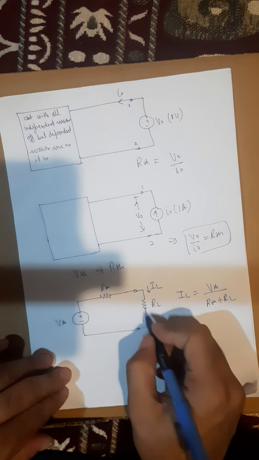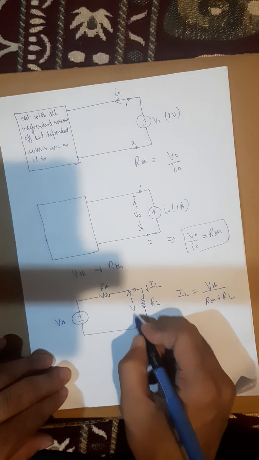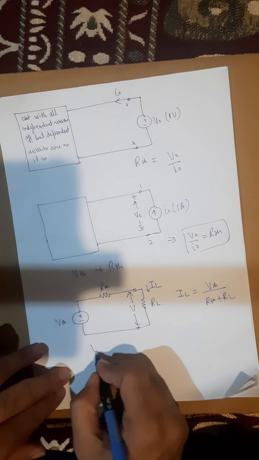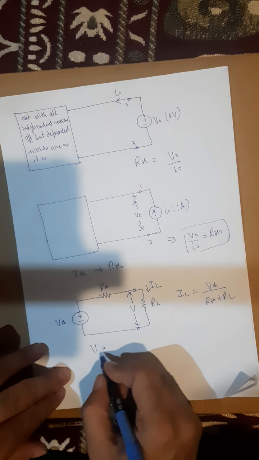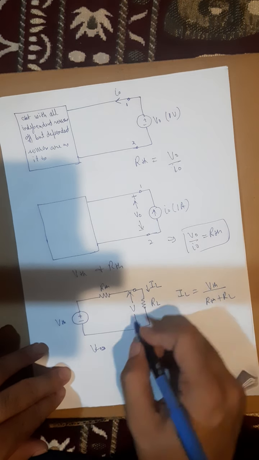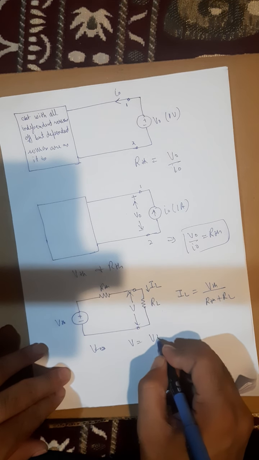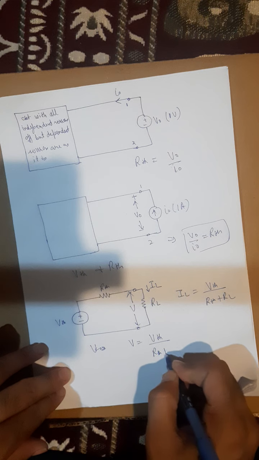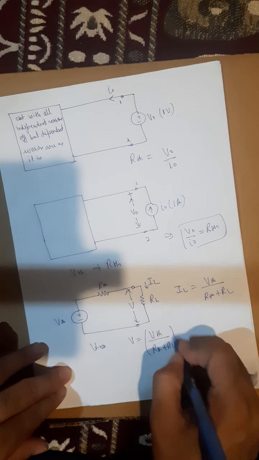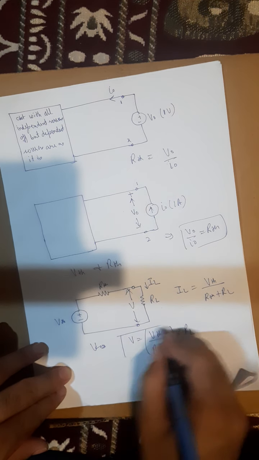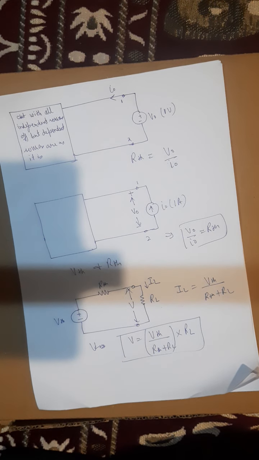And what will be the voltage across the load? The voltage across the load will be equal to VTH divided by RTH plus RL, which is the current, multiplied by the resistance of the load. So this will give you the drop across the load.